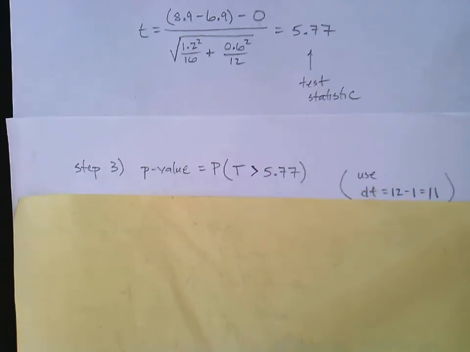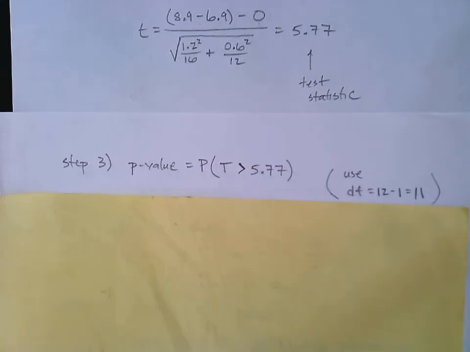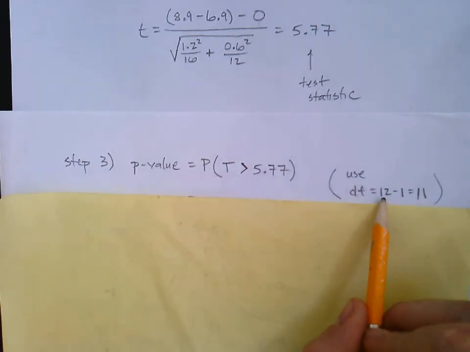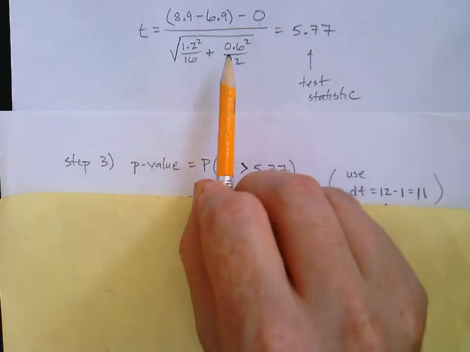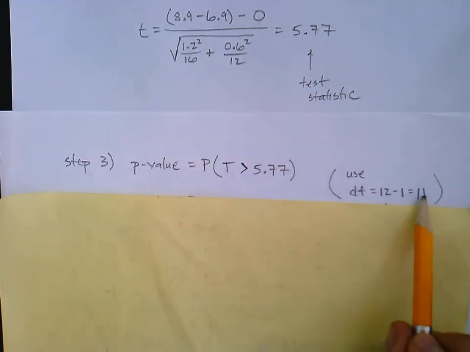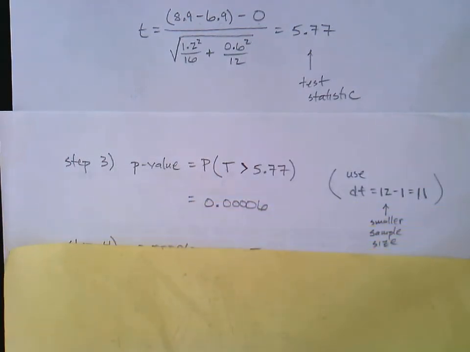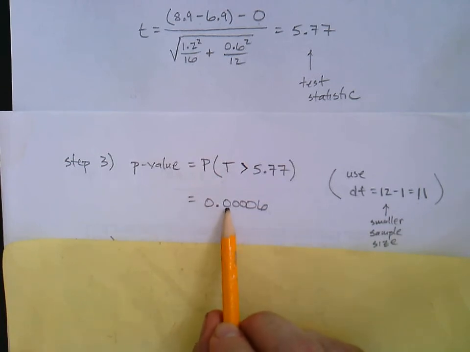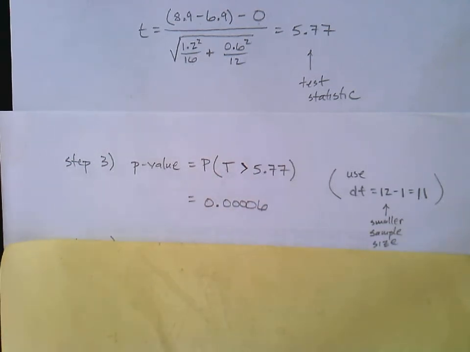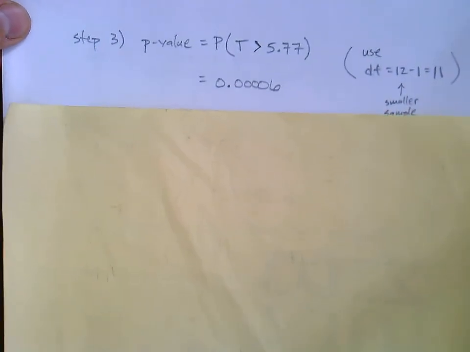Okay. Now, when it comes to the degrees of freedom, we spoke about that. Take the smaller sample size. We had a 16 and a 12. So take the 12 and subtract 1. Our degrees of freedom is going to be 11. Always use the smaller sample size if they're different. If they're the same, then you just take 1 less than whatever that number is. When you do that in StatCrunch, you should get 0.00006, at least when you round. So there's our p-value.